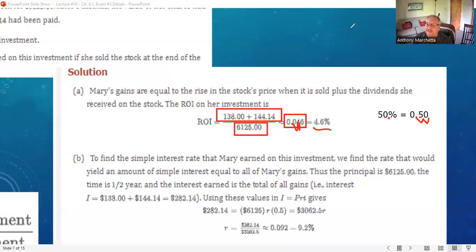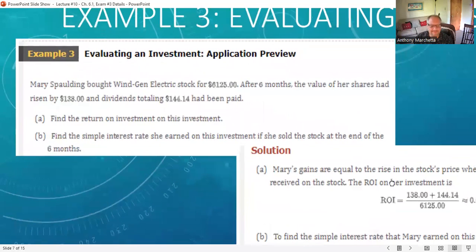All right, let's look at the next idea here. Find the simple interest rate she earned on this investment if she sold the stock at the end of 6 months. So find the simple interest rate she earned. It's a funny thing to ask. In fact, it's a very abstract, weird thing to ask. Let me try to shed a little bit of light on what that actually means.